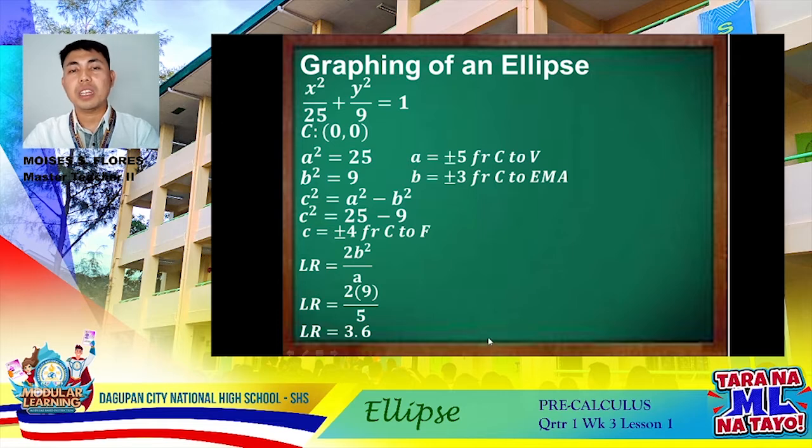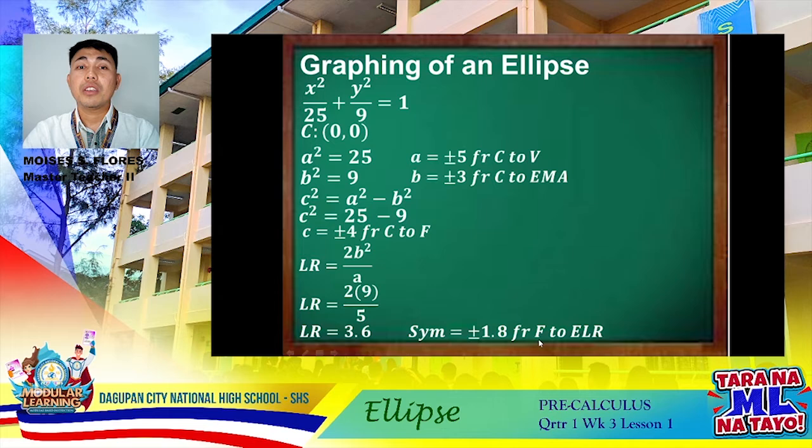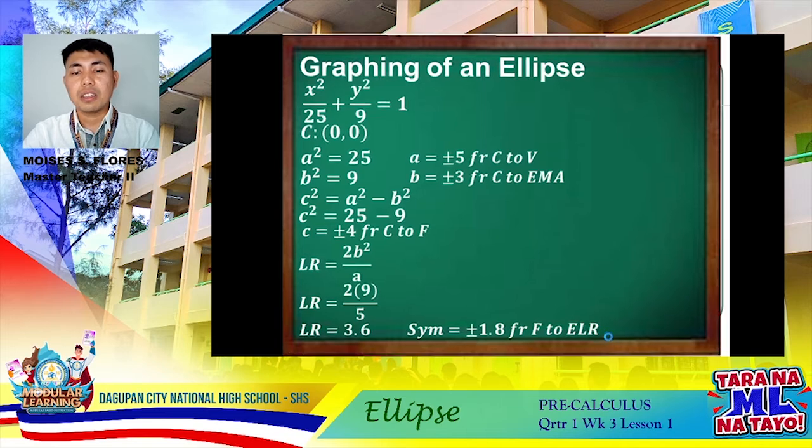To make it symmetric, divide it into 2. That's why we have 1.8. Take note, our LR is what? The distance now from your focus to your ends of latus rectum, or latera recta. Let's show it on the graph.